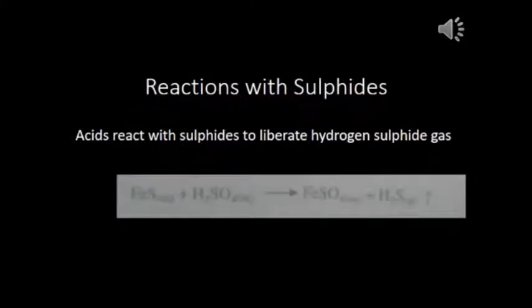The last chemical reaction of acids is reaction with metal sulfides. Acids react with metal sulfides to liberate hydrogen sulfide gas. Here they have given you an example. When iron sulfide reacts with sulphuric acid, it will form iron sulfate as well as hydrogen sulfide gas.